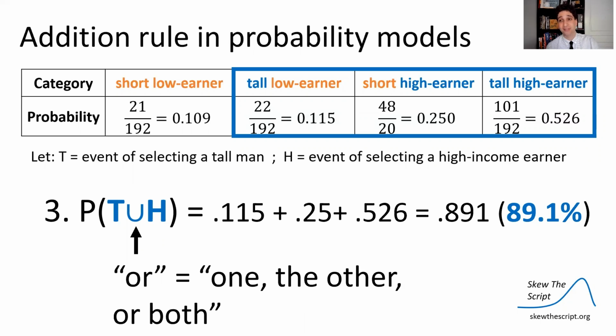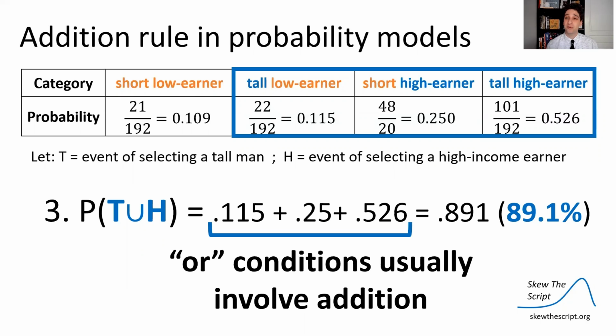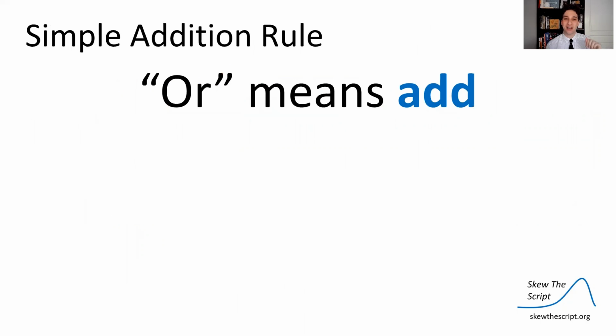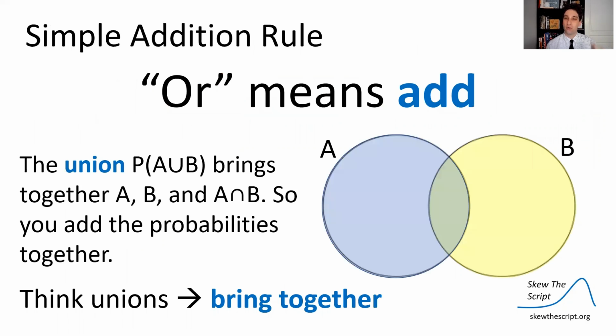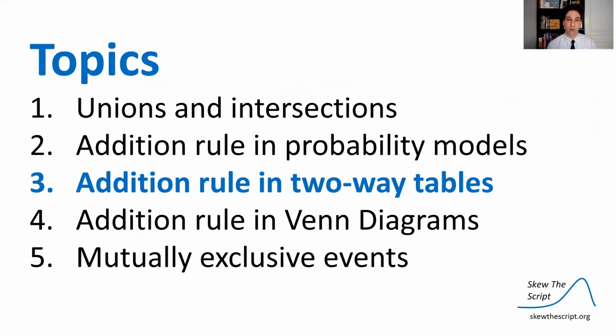Again, raised eyebrows. So usually when we talk about or conditions, they involve a lot of addition because it's inclusive of a lot of categories. And we're going to come up with a simple addition rule, and we're going to complicate it a little bit later, but generally or means add. Whenever you hear or, a union, that means you're adding things together, you're bringing together a bunch of categories. So or means add. We're going to work with that rule going forward.